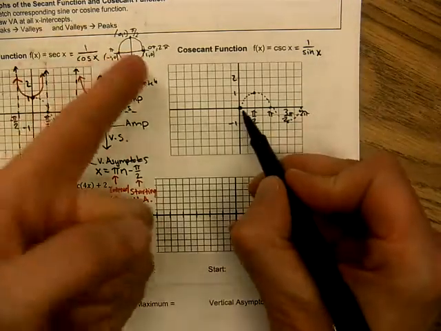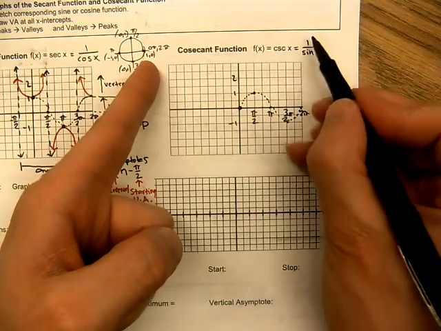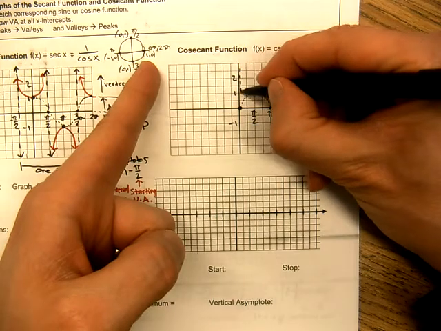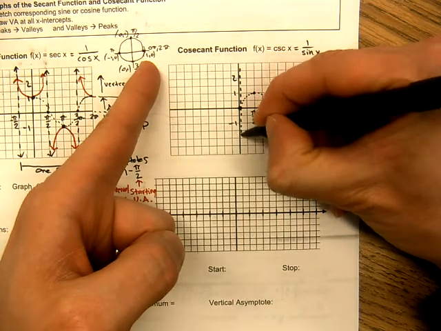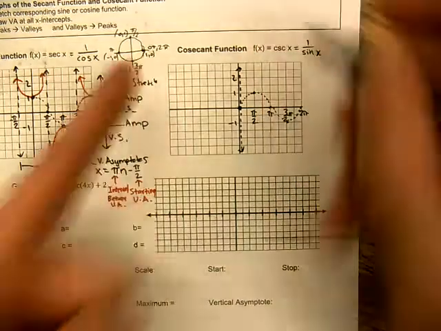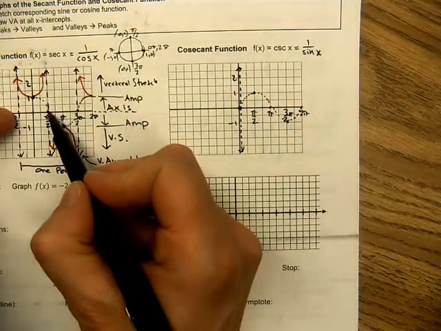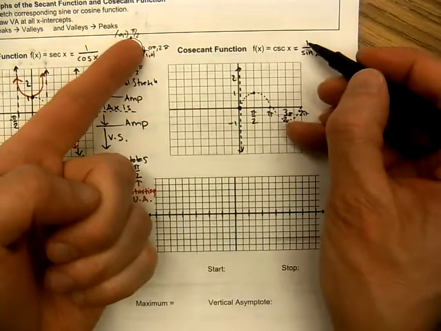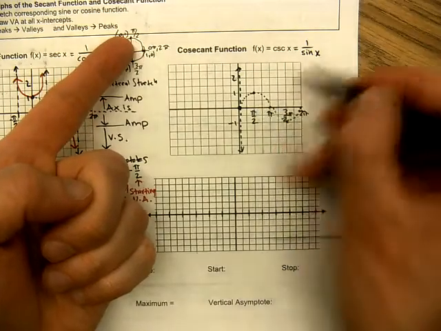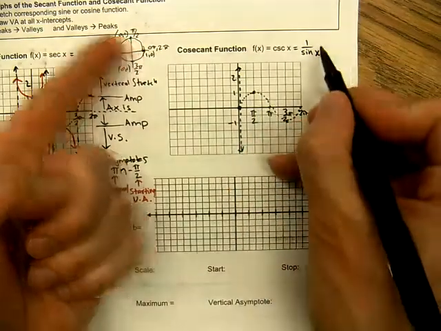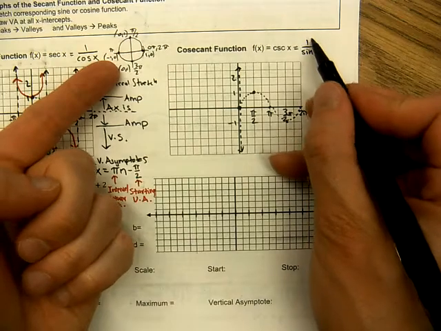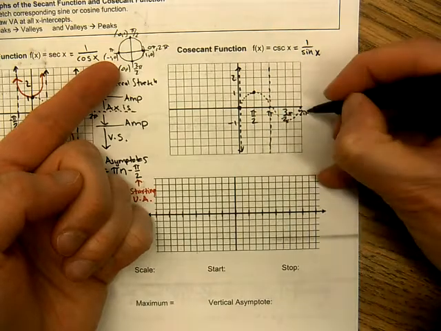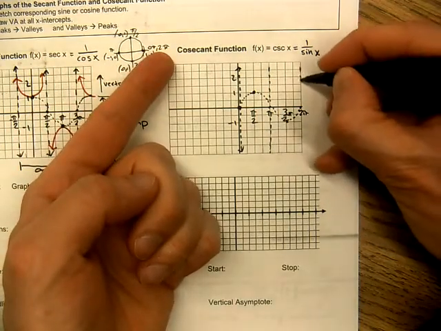So at 0 radians, where the y-coordinate is 0, we want 1 over 0, and that creates a vertical asymptote. Now notice this one does start at 0, whereas over here, our vertical asymptotes did not start at 0. They were slightly offset. At pi over 2 radians, the y-coordinate is 1, so 1 divided by 1 gives me a real point. At pi radians, the y-coordinate is 0. So once again, 1 divided by 0 is undefined, so that's another vertical asymptote. And again, at 2 pi, we have another vertical asymptote.